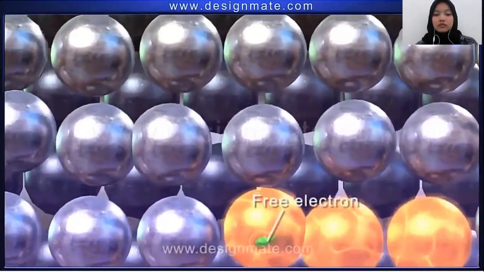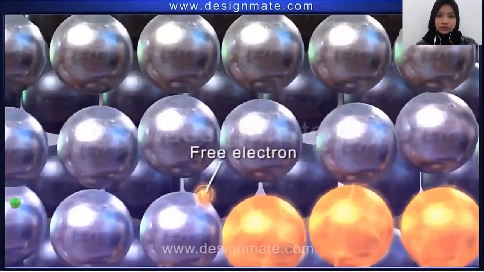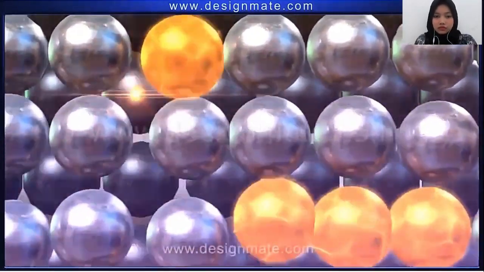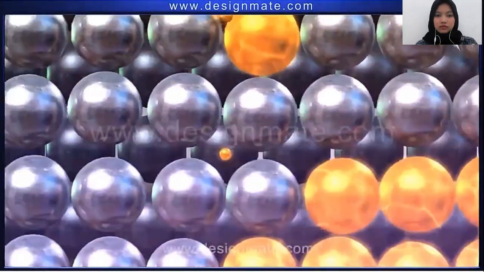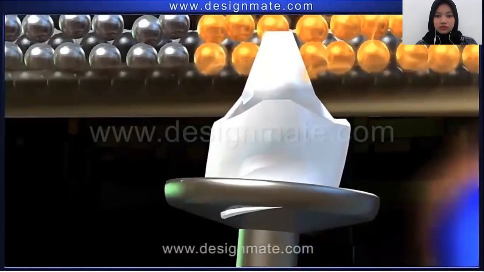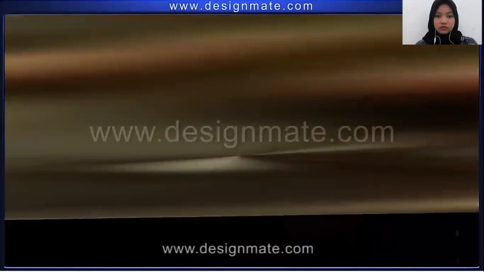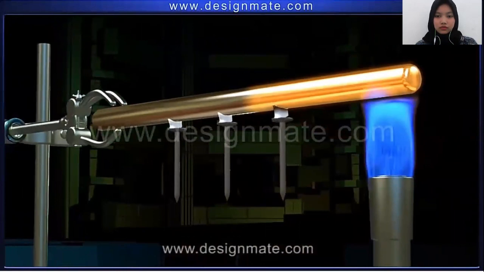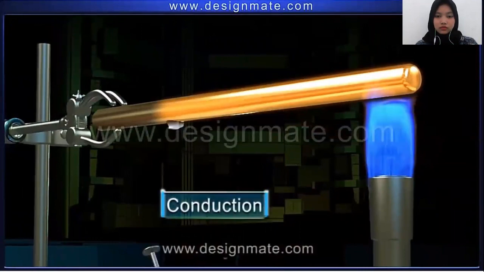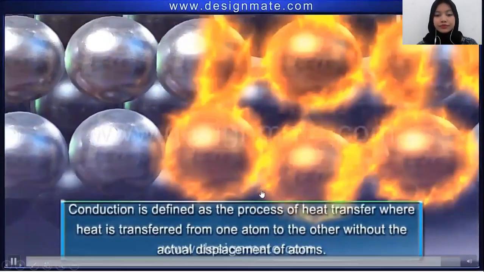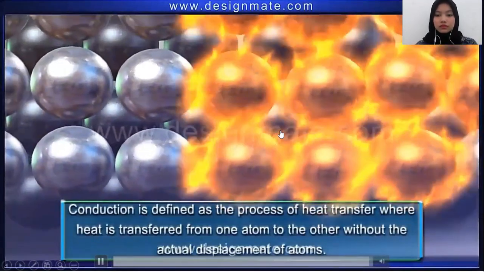Similarly, loosely bound electrons also transfer heat energy. The free electrons, after acquiring the heat energy, drift through the metal and transfer heat energy by colliding with other atoms, as well as other free electrons within the metal rod. When the point where the nail is stuck to the rod gets heated, the wax melts and the nail falls off. As the heat continues to get transferred through the rod, the nails fall off. In this way, heat gets transferred through the rod. This type of heat transfer is called conduction. Hence, conduction is defined as the process of heat transfer where heat is transferred from one atom to the other without the actual displacement of atoms.